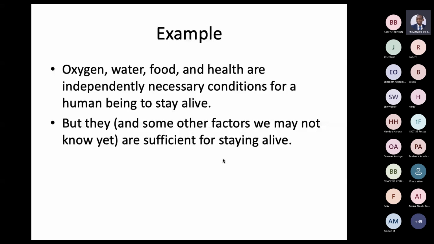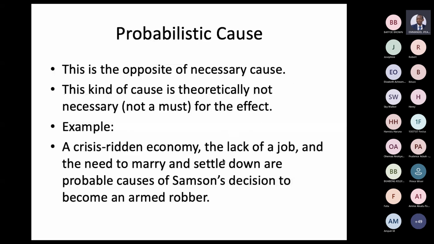Probabilistic cause. This is the opposite of necessary cause. This kind of cause is theoretically not necessary, not a must for the effect. Example: a crisis-ridden economy, the lack of a job, and the need to marry and settle down are probable causes of Samson's decision to become an armed robber. So probabilistic cause is the opposite of necessary cause. It need not be there for the effect to occur.